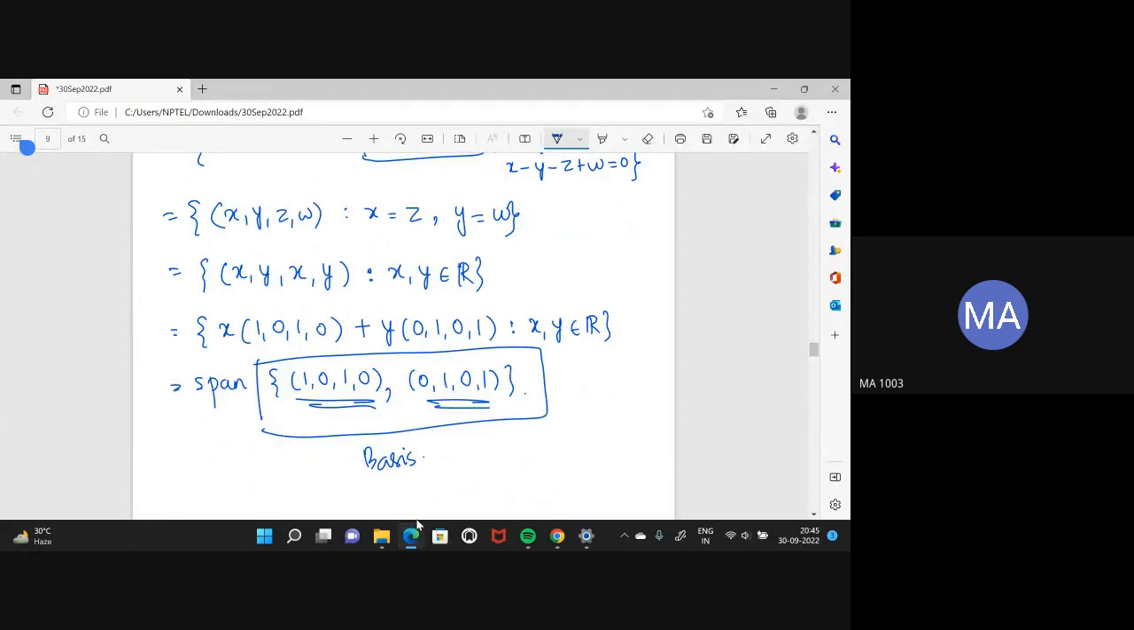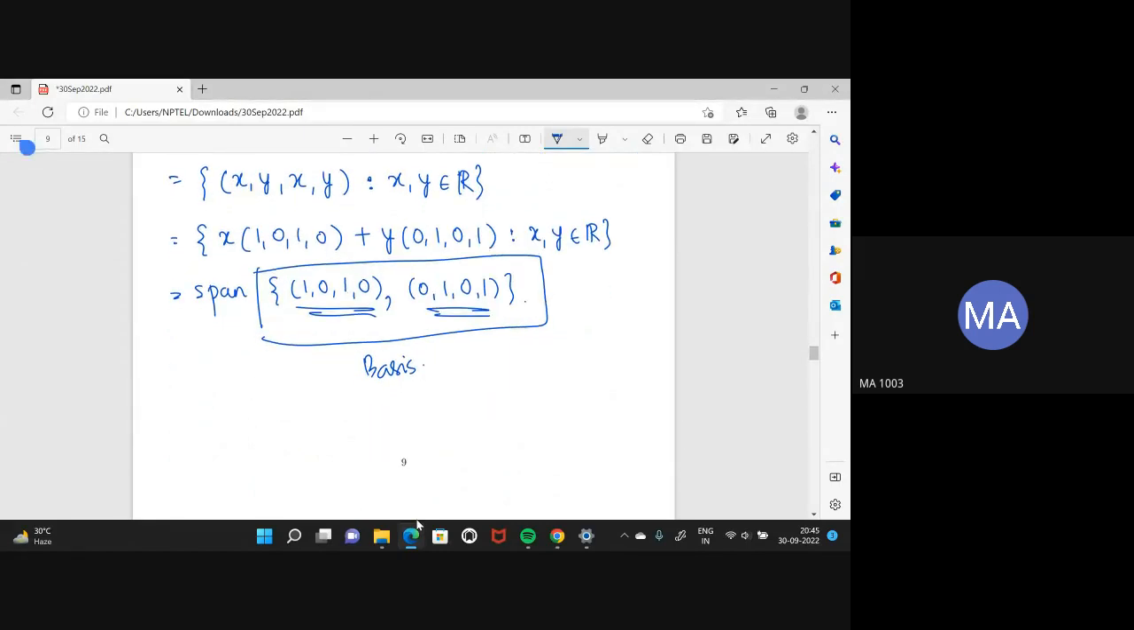So we'll do more examples tomorrow to find bases and all that, and we'll go ahead with rank.